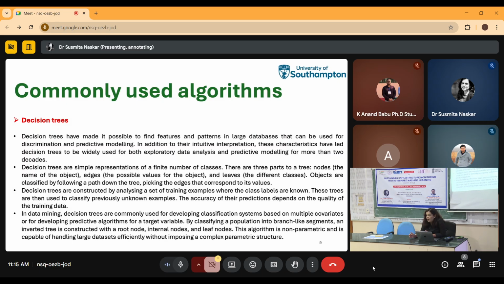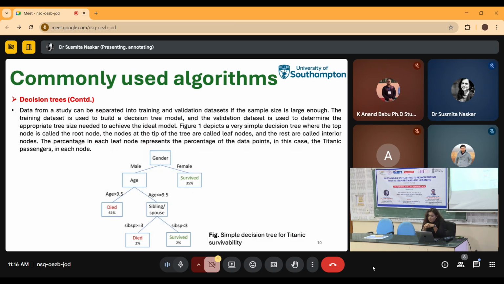In the field of data mining we use them quite a lot, because these models are widely used to develop classification systems that can handle multiple covariates at a time, or to create predictive algorithms for a targeted variable. So in short, these kinds of models offer a powerful, interpretable, as well as scalable approach to predictive modeling.